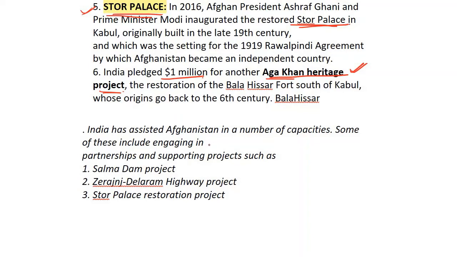Some of these include engaging partnerships and supporting projects such as one, Salma Dam, two, Zaranj Delaram Highway project, and then there is the Stor Palace. If you're given options 1 and 2, 2 and 3, 1, 2, 3, of course we've seen all the three, right? 1, 2, 3, and the others also that we have seen. So just remembering one name is enough for the association.